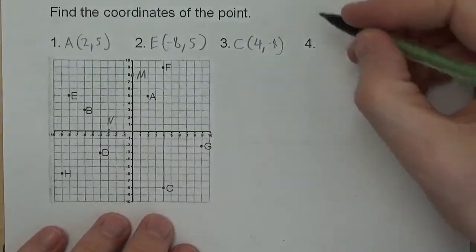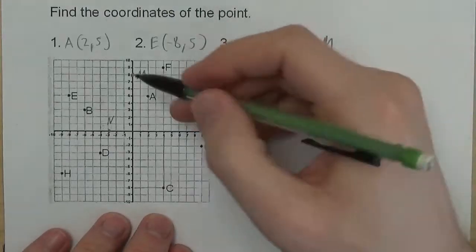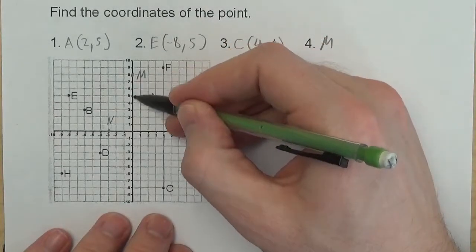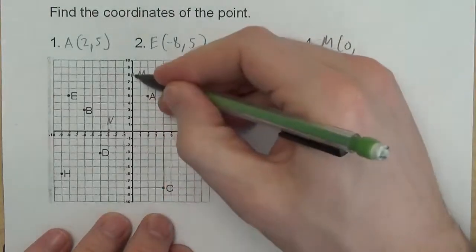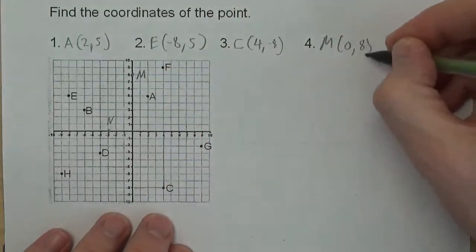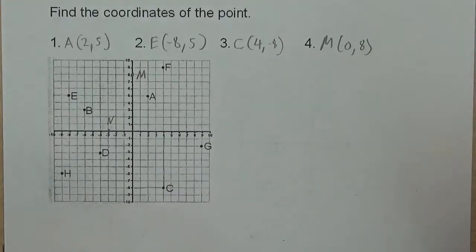So let's do that again here for number 4, which is M. Let's go straight to M. If I look down and see where I hit the x-axis, I'm at 0. On the y-axis, I'm right there at 8, so 0, 8. So that's kind of another way to handle that.